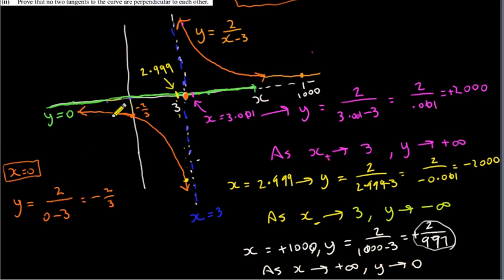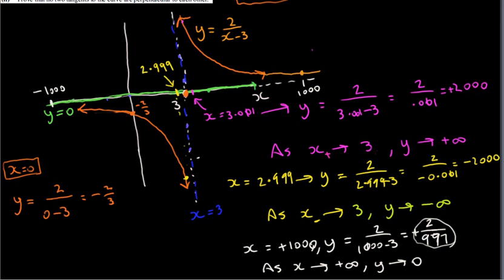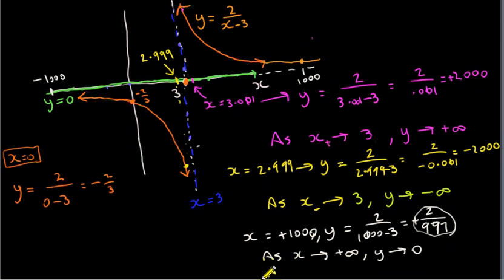And it's the same story for this section of our graph. As x approaches negative infinity, say we have minus 1000, we'll essentially get the same value that we got here, but we're going to get minus 2 over 997. I explained this at the start, but now I'm just showing you with actual numbers. So as x tends towards minus infinity, y will tend to 0 as well.